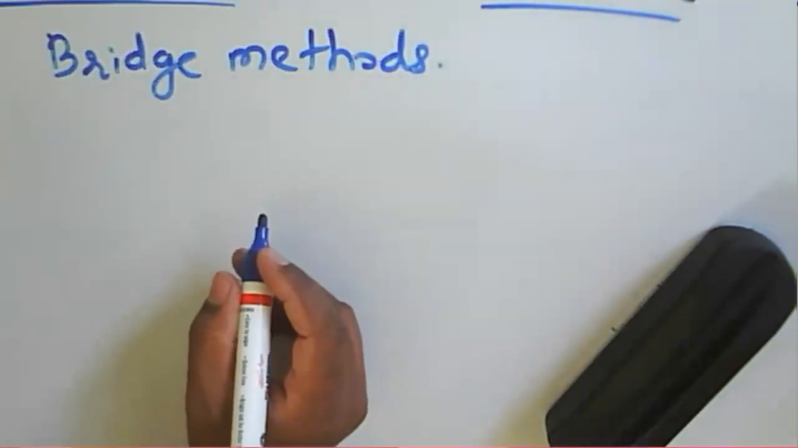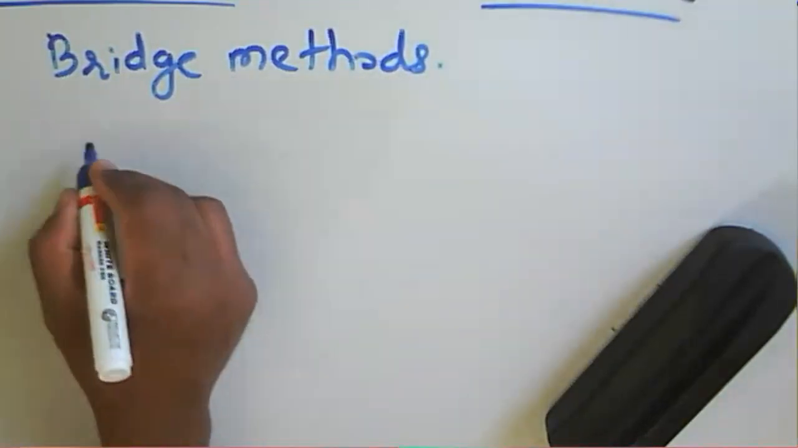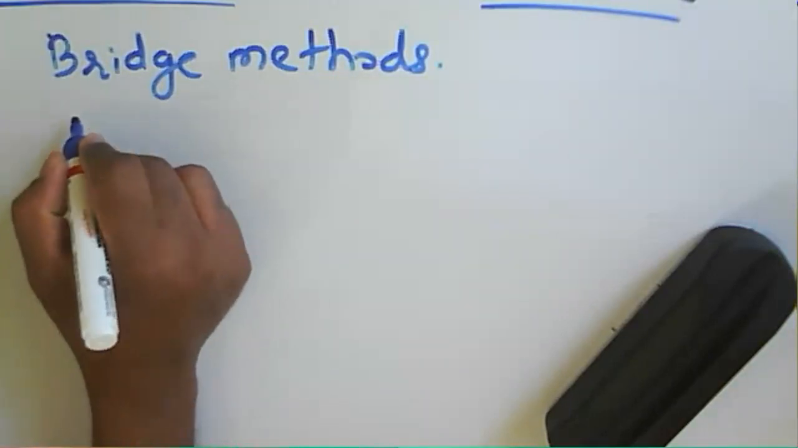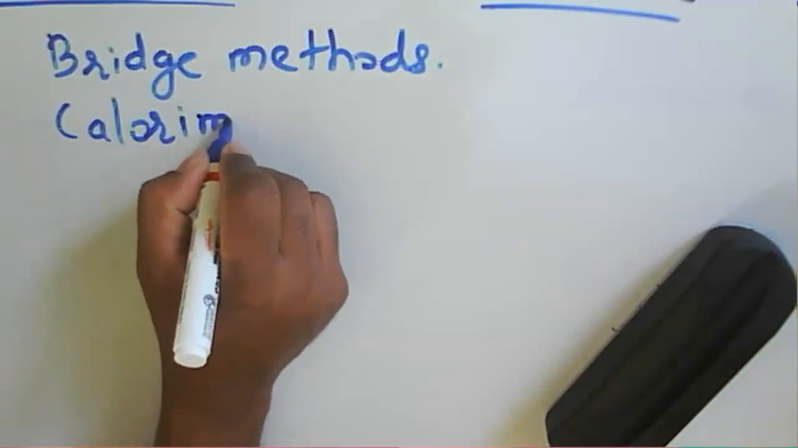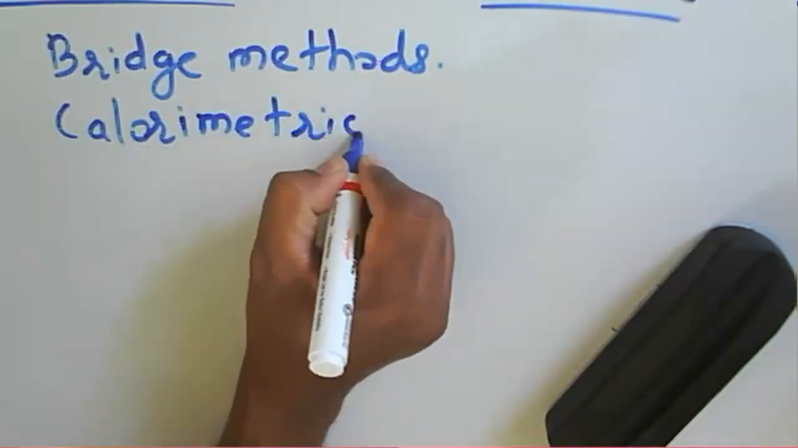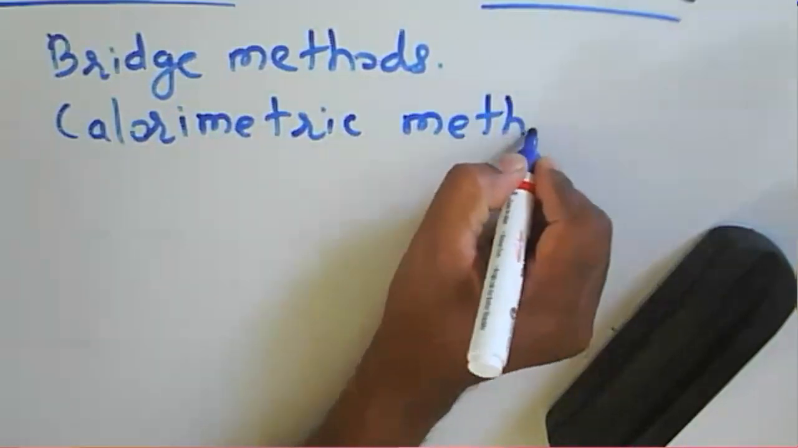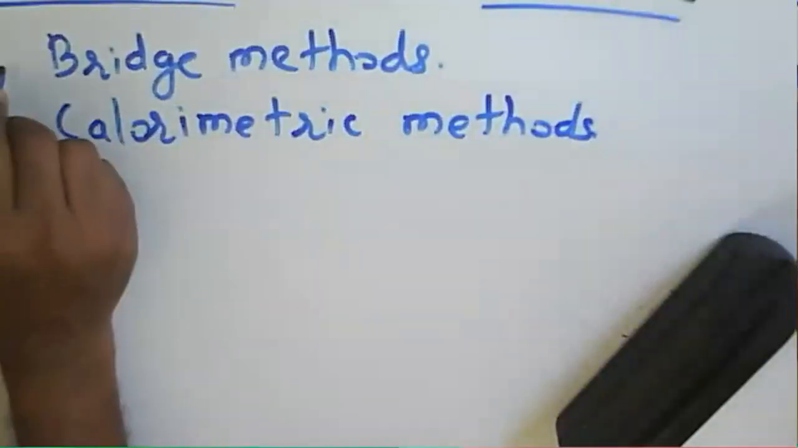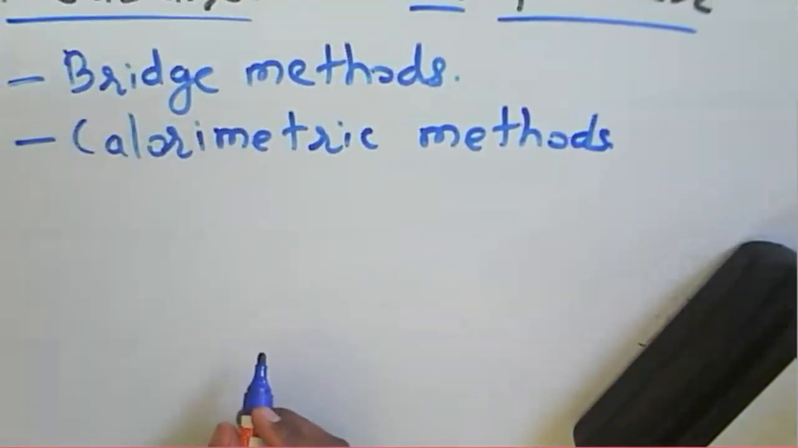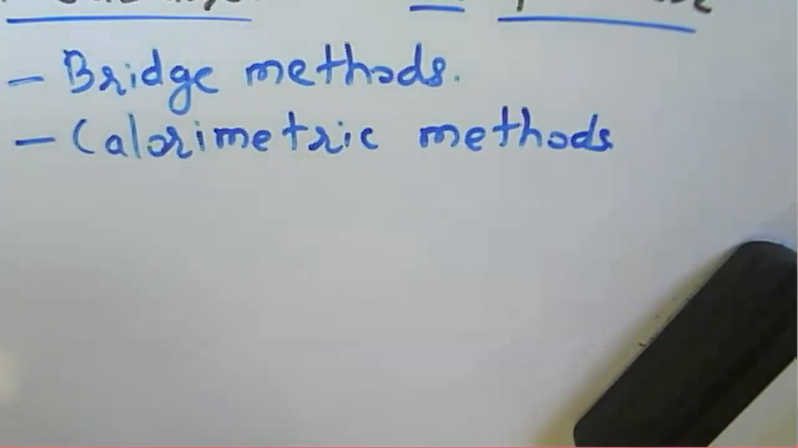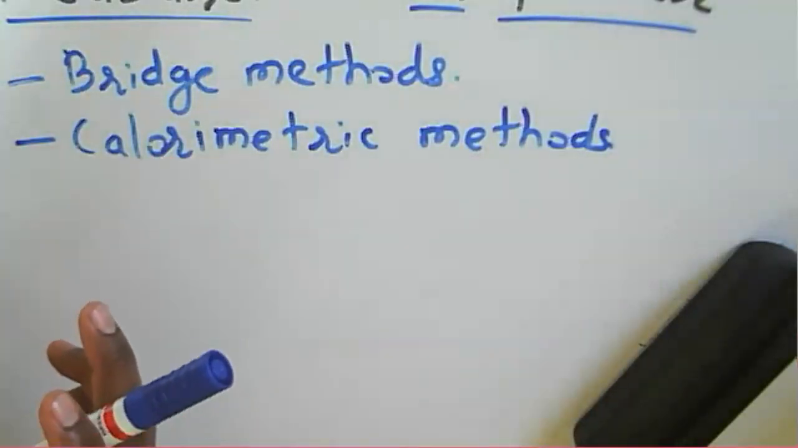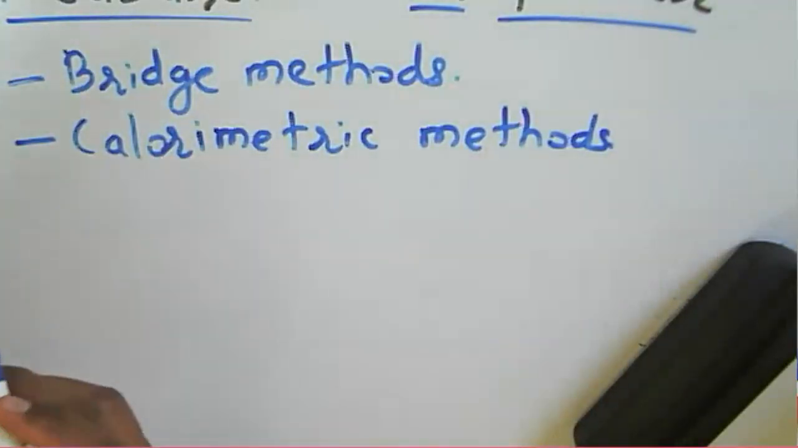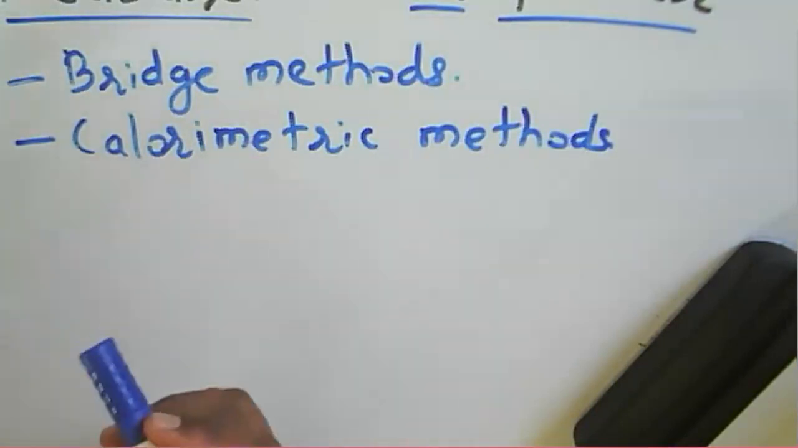This one is used for the medium power measurement, and another one is about a calorimetric meter. There are the two methods, we say. Now in the bridge method, there is a balanced bridge. Okay, so just like we see an arrangement of the circuit as a balanced bridge there.